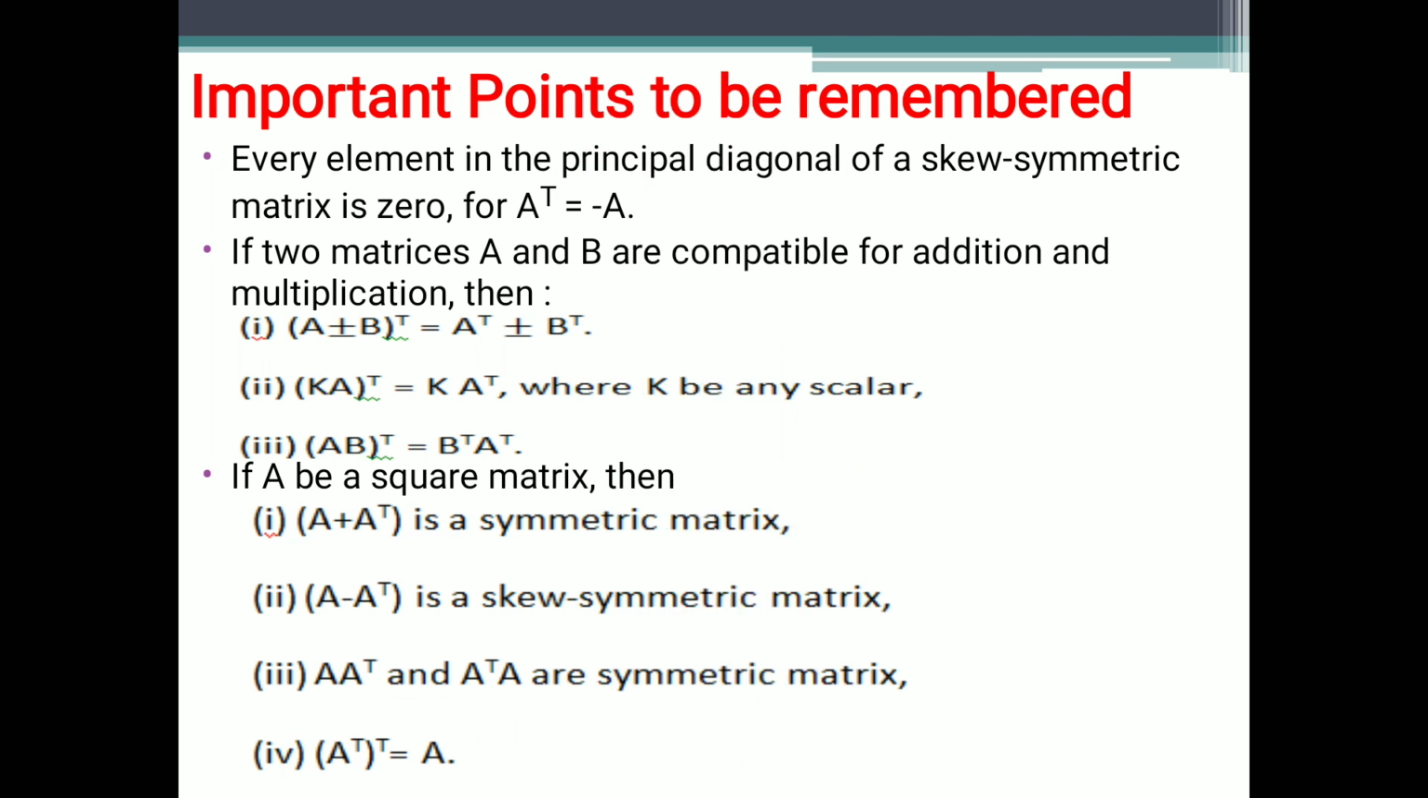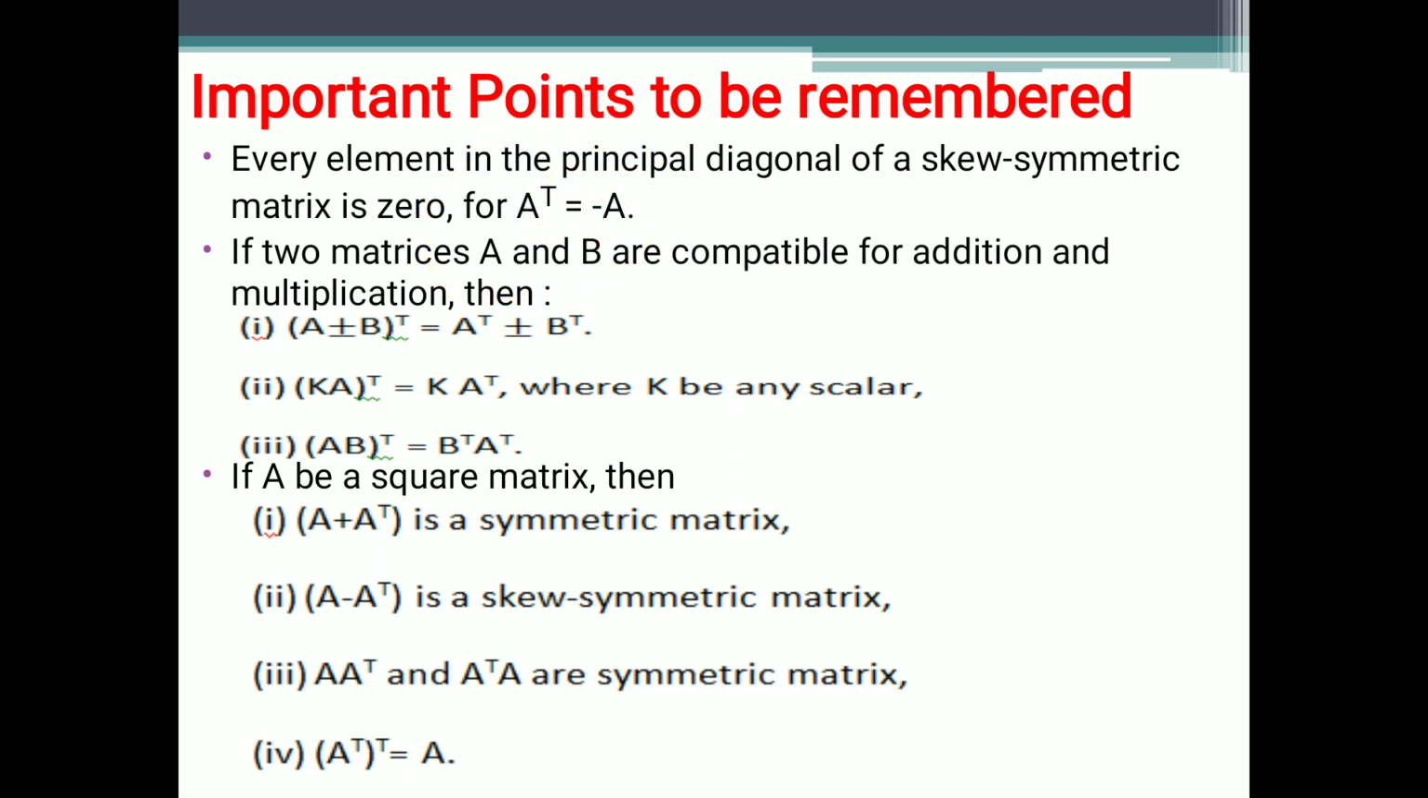Let's move on to next. Important points to be remembered. Now see here, every element in the principal diagonal of a skew symmetric matrix is 0. In a skew symmetric matrix, every element in the principal diagonal is 0. So for A transpose equal to minus A, that is the condition.